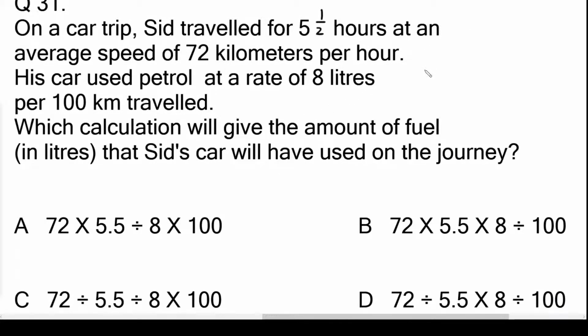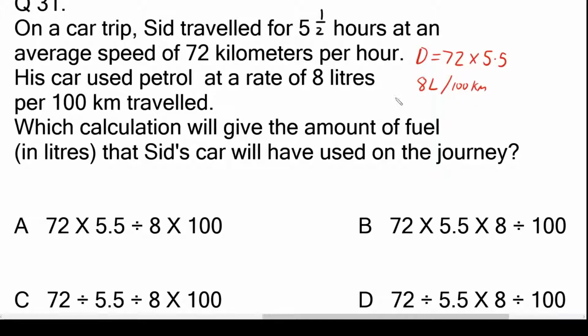So we've got Sid travelled for 5.5 hours. His distance is going to be 72, the amount of kilometres he travelled, times by 5.5, okay? And his car used petrol at a rate of 8 litres per 100 kilometres travelled. Right, so that's 8 litres per 100 kilometres.